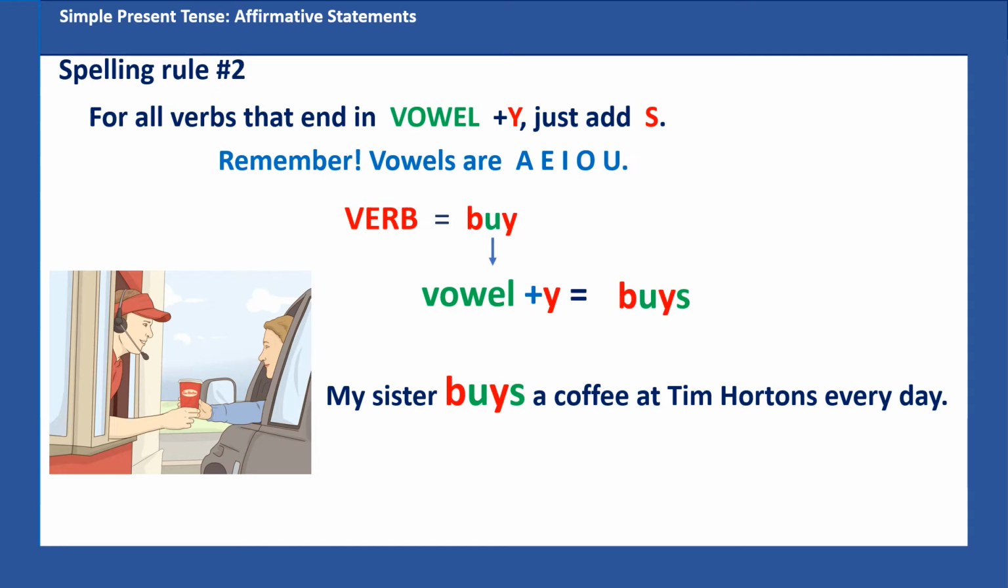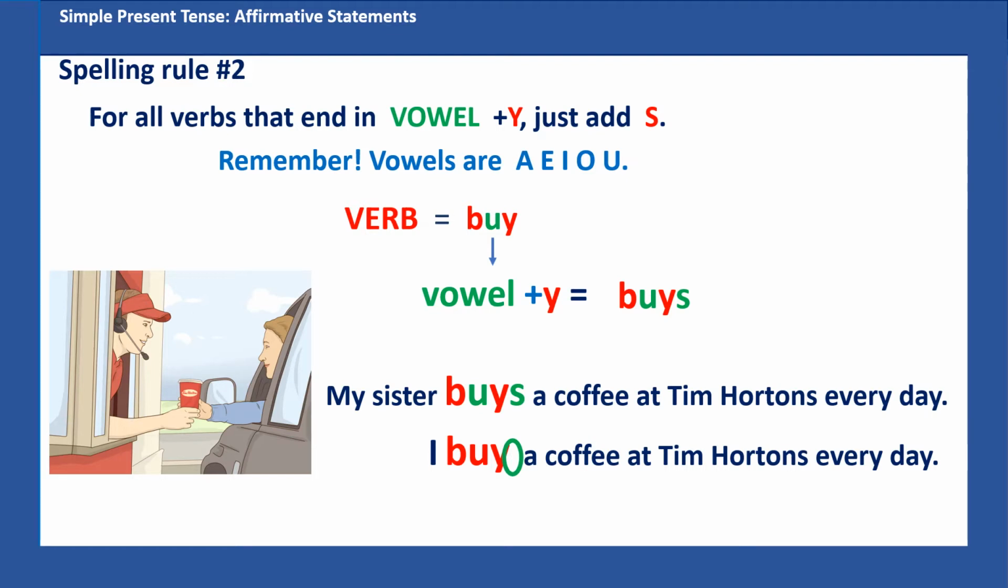And if I want to say I, do we use an S? No. I buy coffee at Tim Hortons every day. Why do we have an S with my sister? Because it's she buys. So with he, she, it, you need an S on the verb. I, you, we, they, no S.